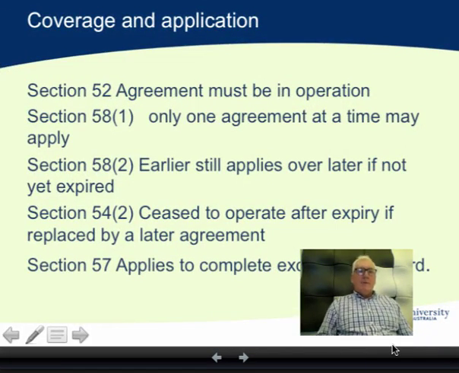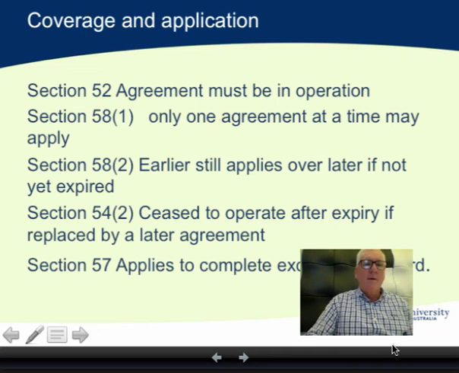So what does that mean? Well, it means that the agreement has to be in operation. There's only one agreement at a time, so it has to be the one which is in application with respect to that employee at the time. The earlier one will still apply over the later if it hasn't yet expired. Under 54.2, the agreement will cease to operate after expiry if it's been replaced by a later agreement.